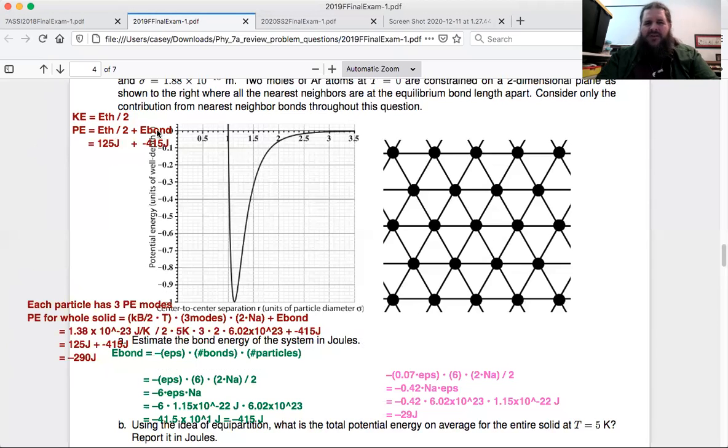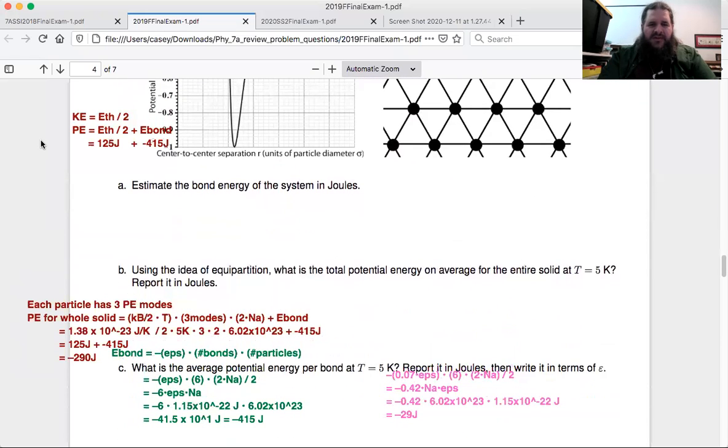The bond energy could be thought of as a kind of baseline. Bond energy is that negative epsilon for all the atoms combined. The plus thermal energy over 2 is the extra energy they have above and beyond that because they're not actually at equilibrium. They're vibrating because they're not really at absolute 0 Kelvin. Any other questions on that so far?